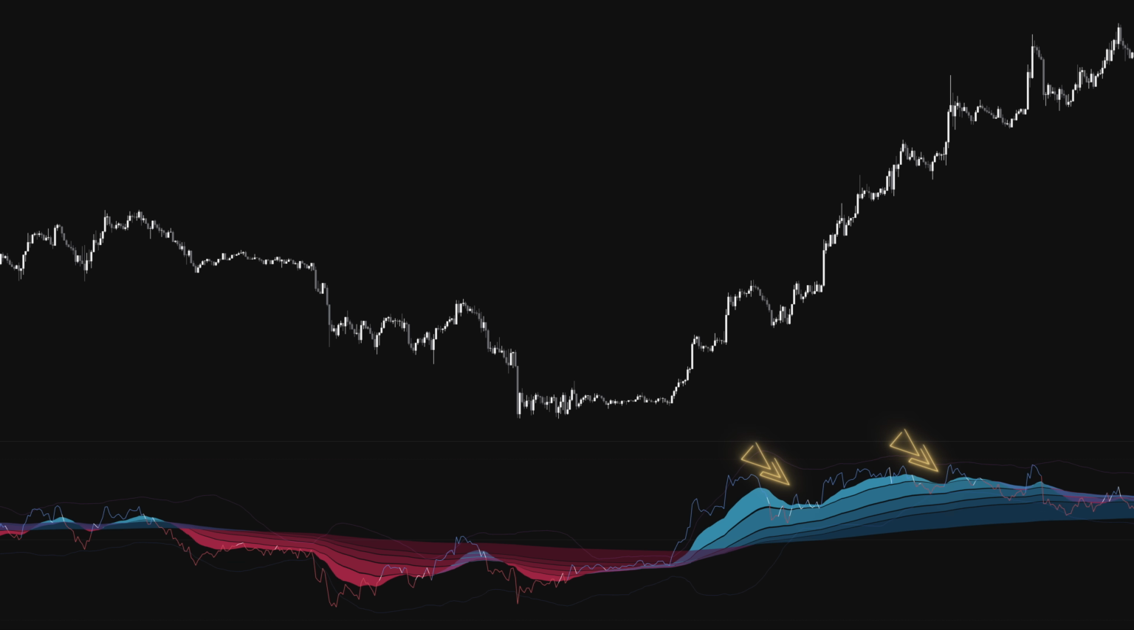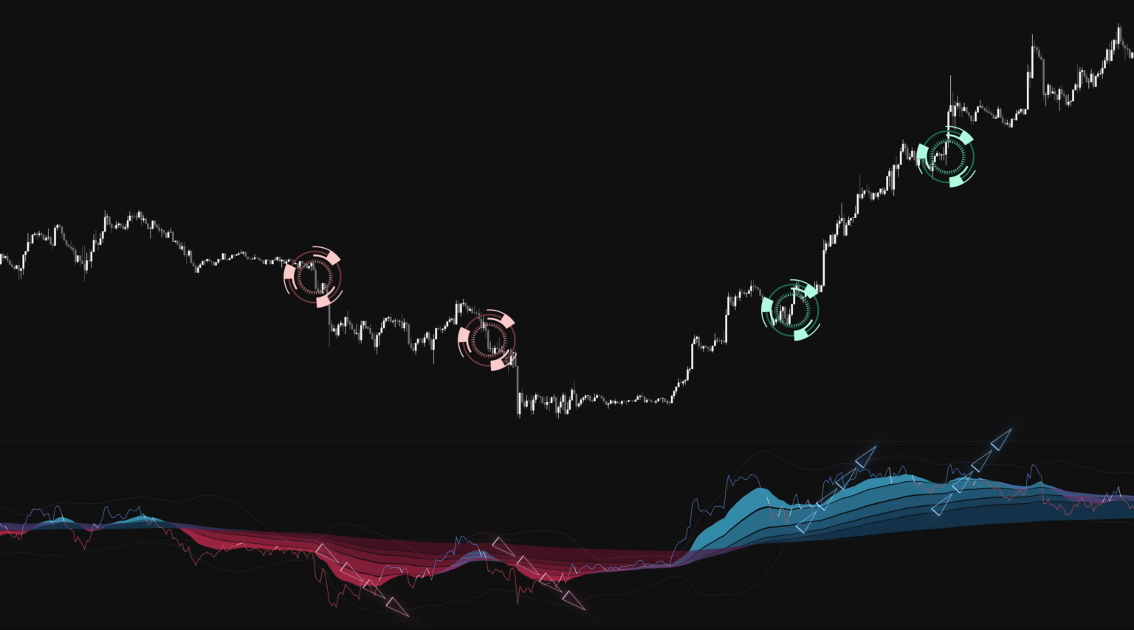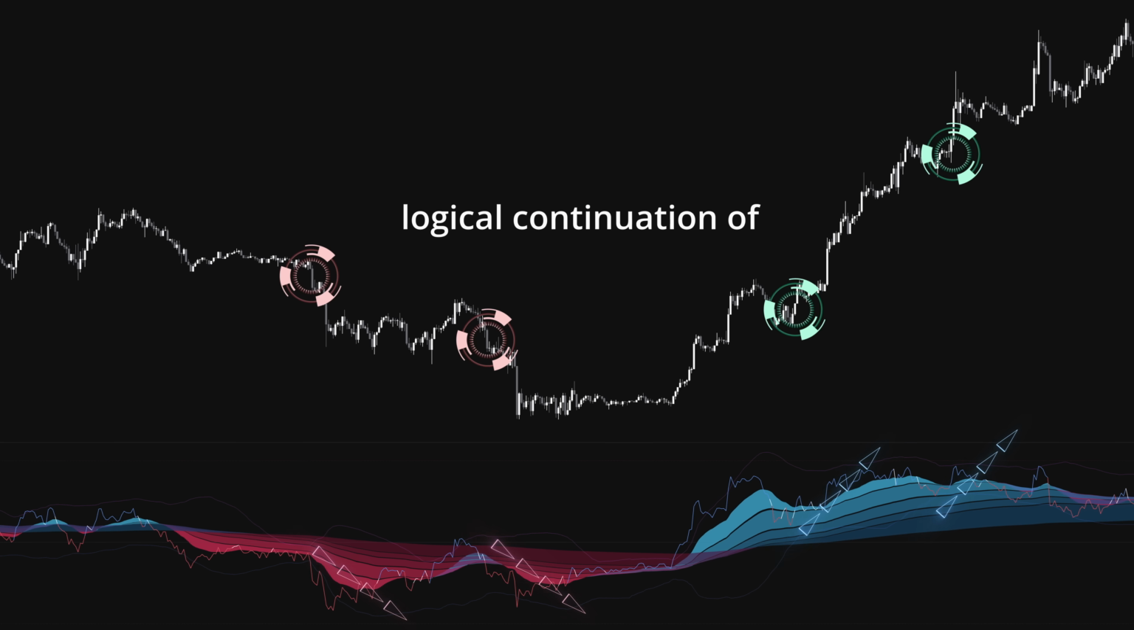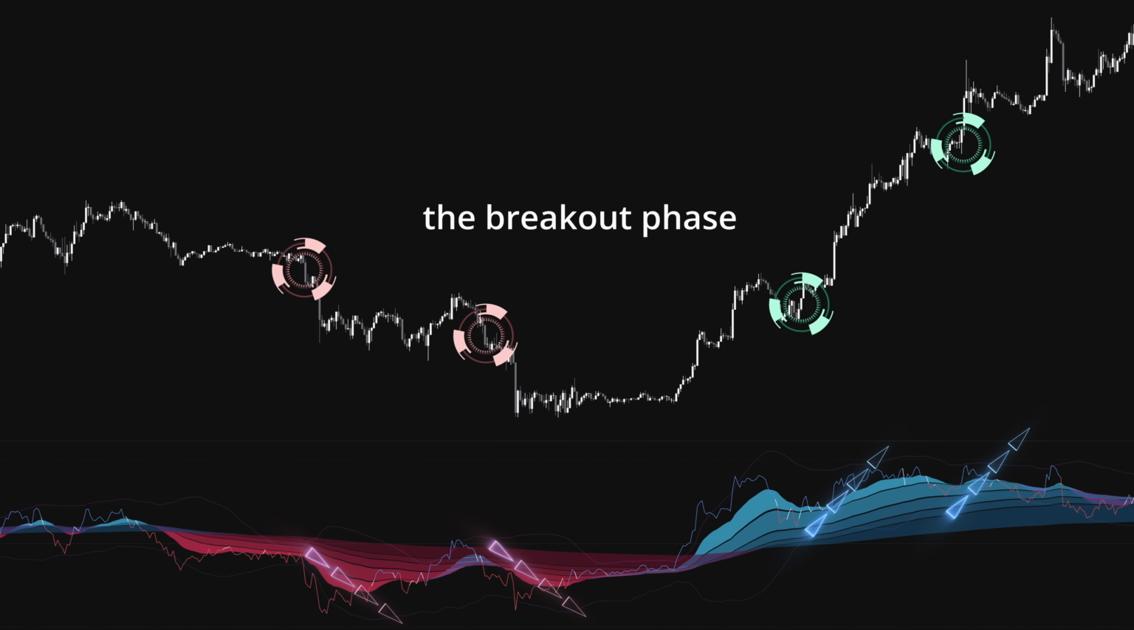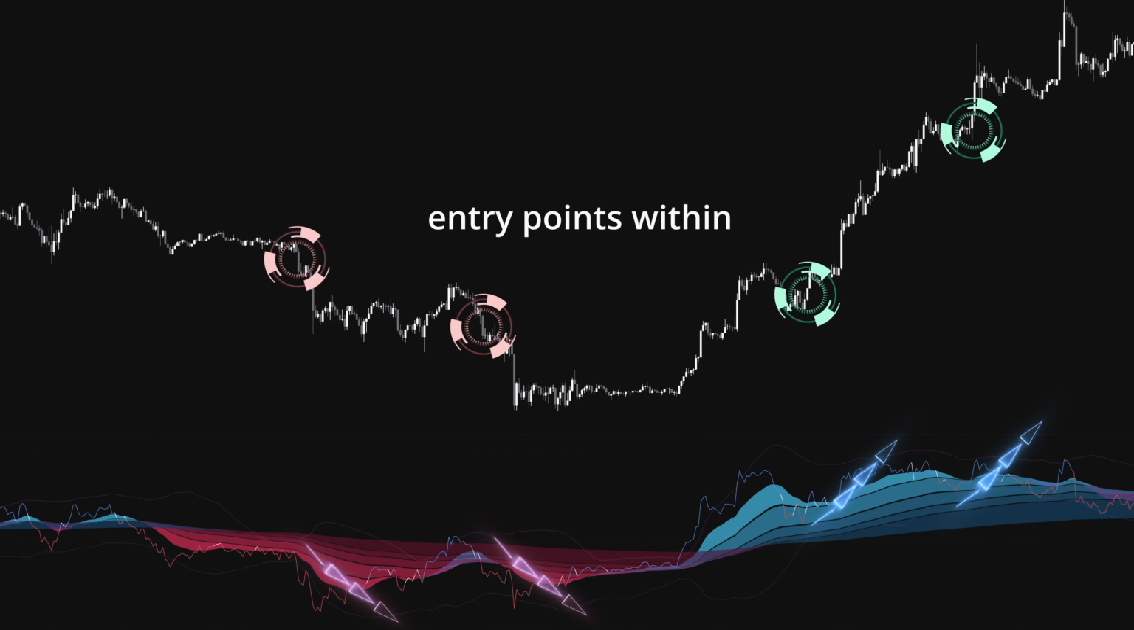When price pulls back and RSI approaches this ribbon from above, in an uptrend, or below, in a downtrend, traders can watch for rejection and re-acceleration. This is a logical continuation of the breakout phase, offering multiple lower-risk entry points within an ongoing trend.